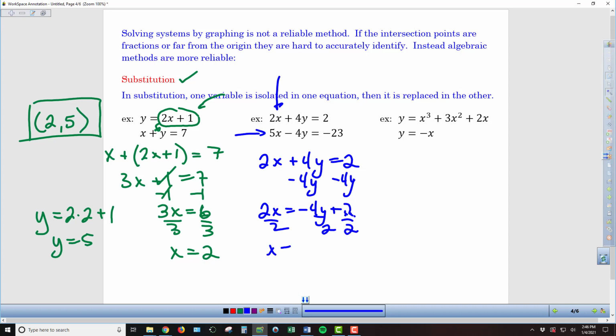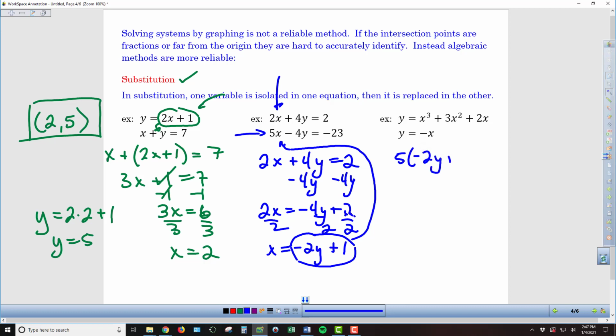So we get x equals -2y plus 1. And so now this is what I'm going to substitute into my bottom equation. I'll do that over here. So I'll have 5, and then in place of x, I'm going to put that -2y plus 1, minus 4y equals -23.